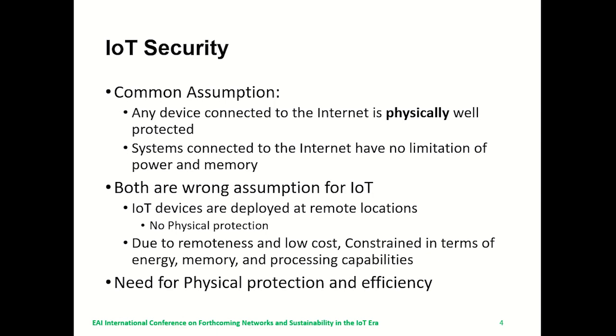As for the second one, systems connected to the internet have no limitation of power and memory. For Internet of Things devices, both of these assumptions are wrong. IoT devices are deployed at remote locations. When they are deployed at a remote location in some field, they don't have any physical protection. Any adversary can easily gain physical access to the device.